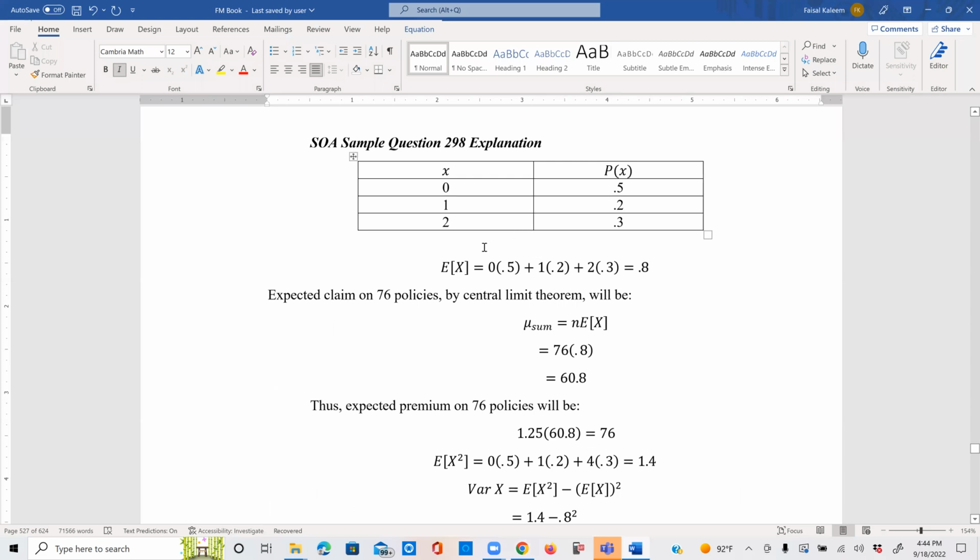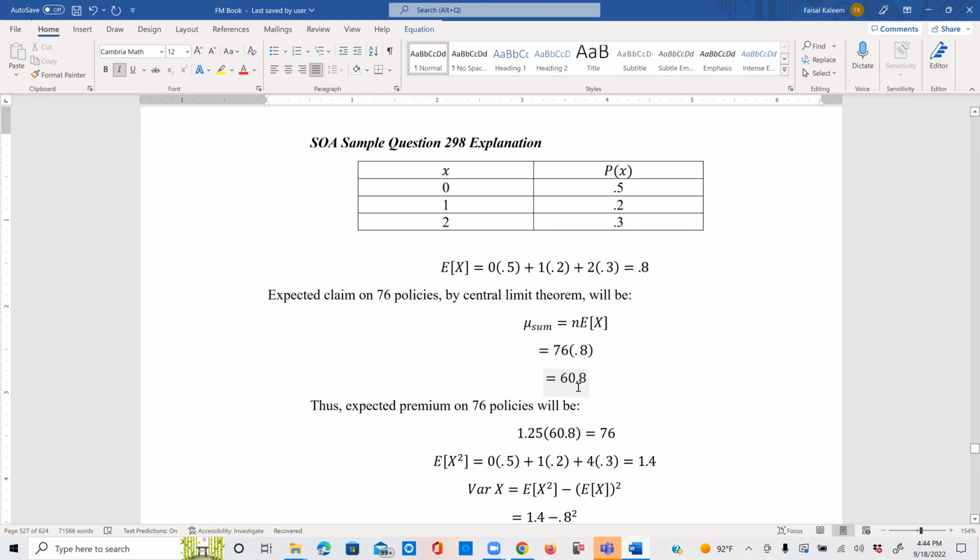So the usual formula, summation of x f(x), so 0 times 0.5 plus 1 times 0.2 plus 2 times 0.3, so E of X is 0.8. And by the central limit theorem, the expected claim on 76 policies would be 76 times the claim on a single policy, so 76 times 0.8 is 60.8.